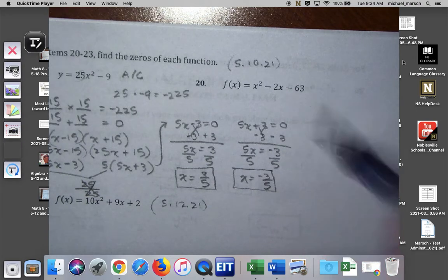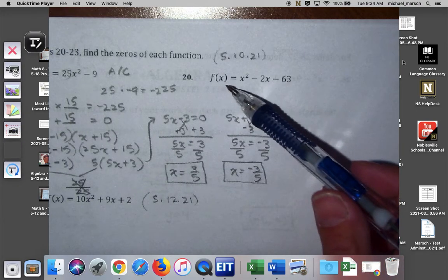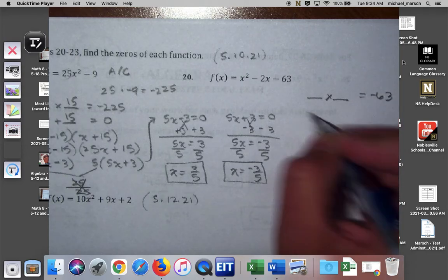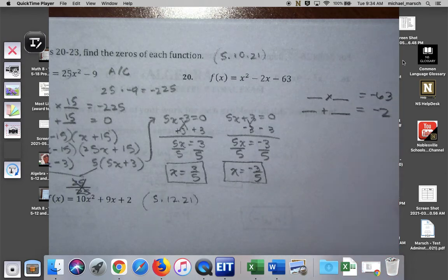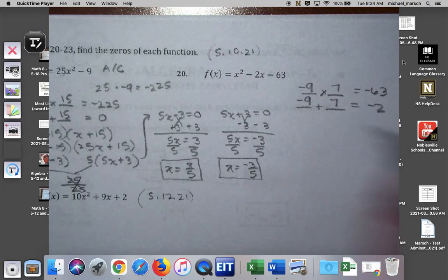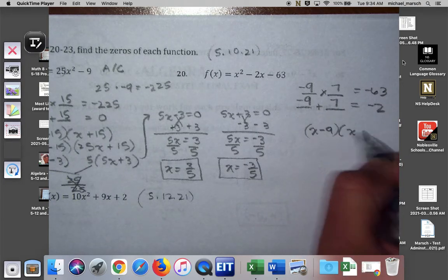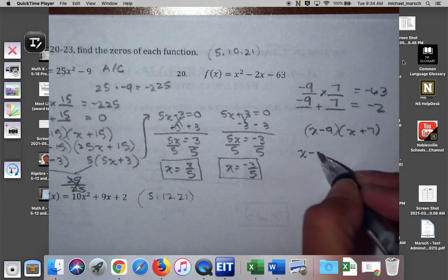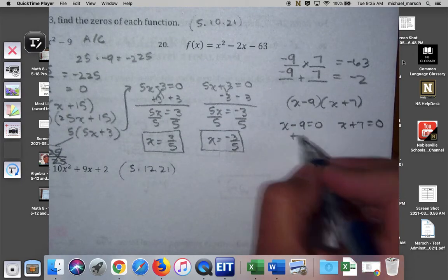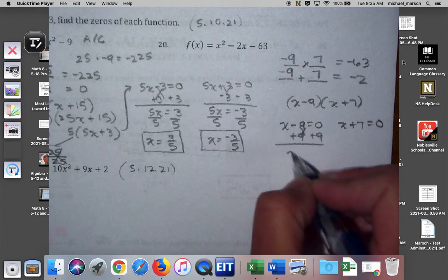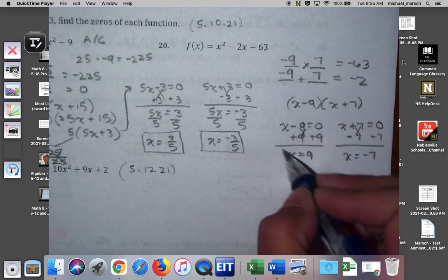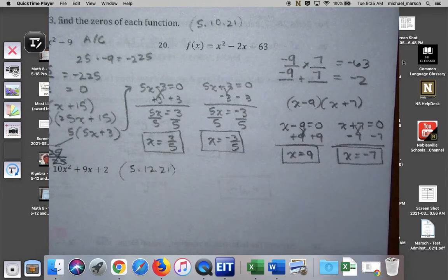Okay, this one's a little bit easier, and I think we can squeeze it in over here. We don't have to use the AC method, so that gives us a lot of space. So we're going to ask ourselves, what times what equals negative 63? What plus what equals negative 2? So my thoughts are negative 9 and 7. So we have x minus 9 times x plus 7. We set those both equal to 0. And then it's a one-step equation. I get x equals 9 and x equals negative 7 for my zeros. Those would be my x-intercepts.